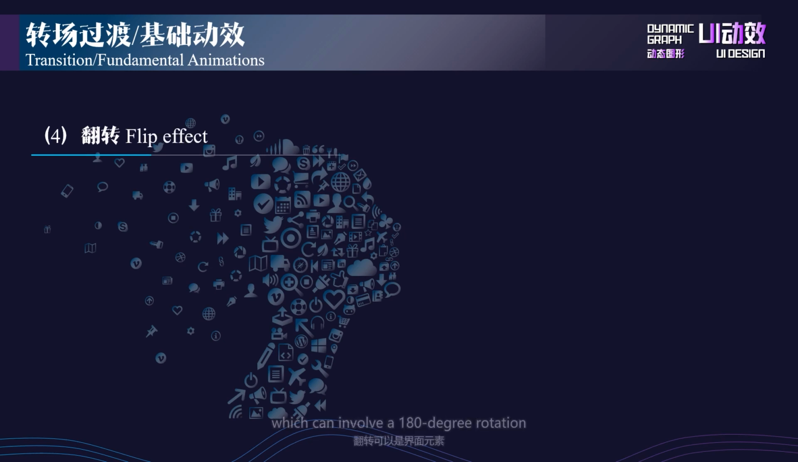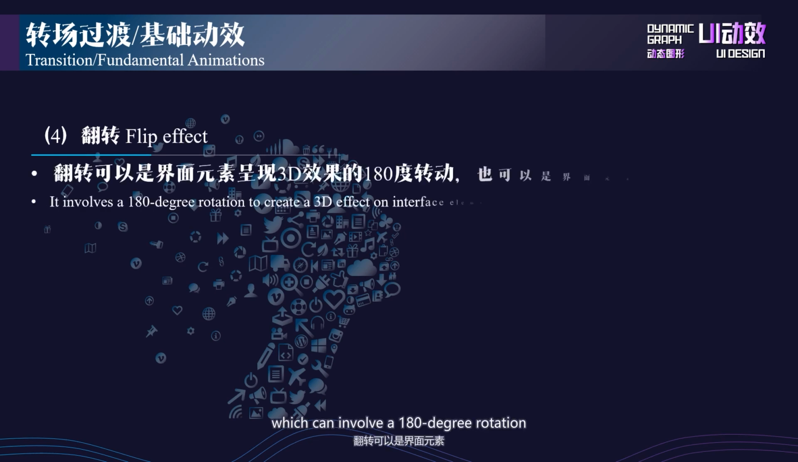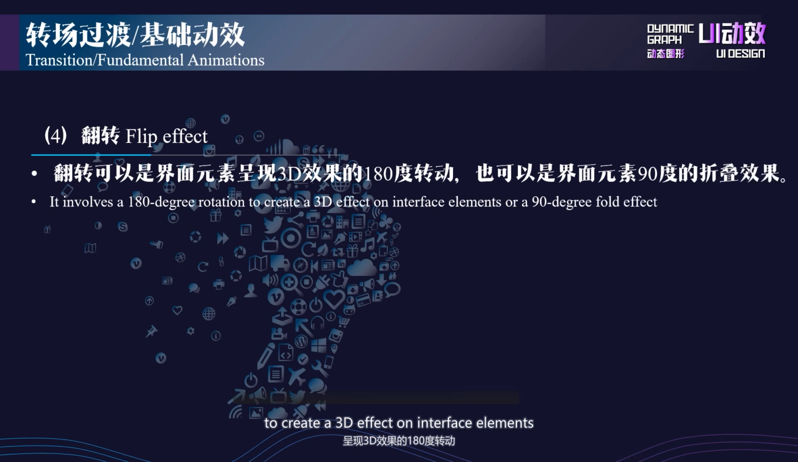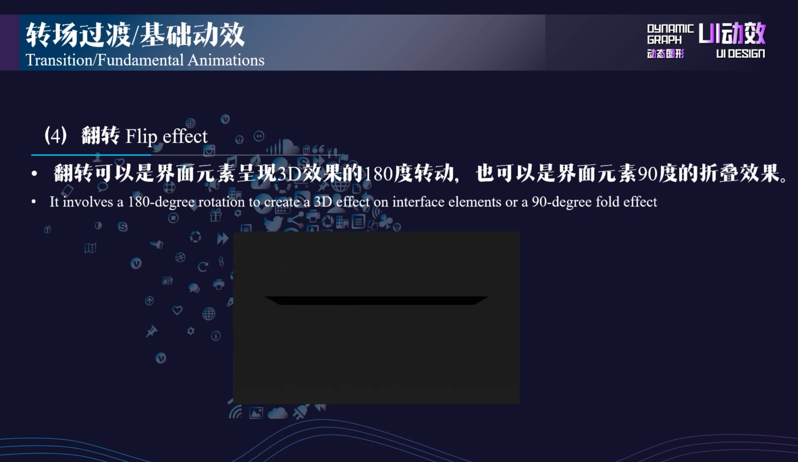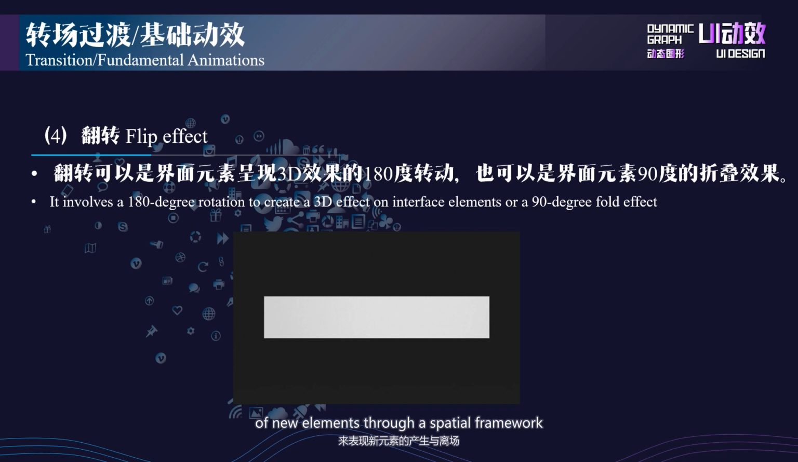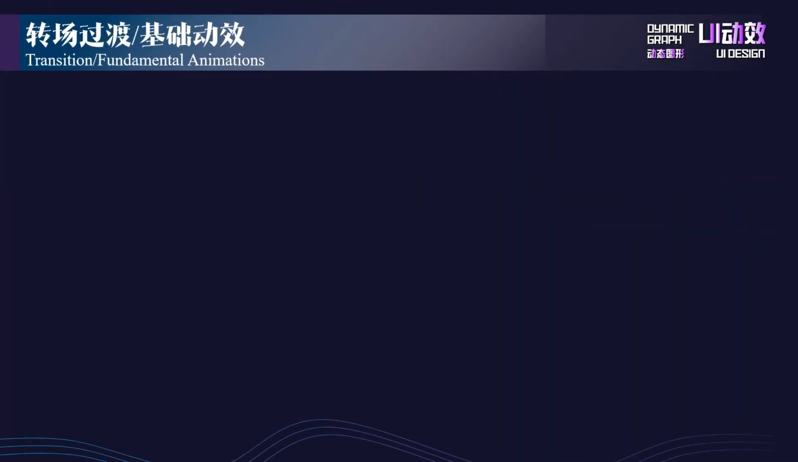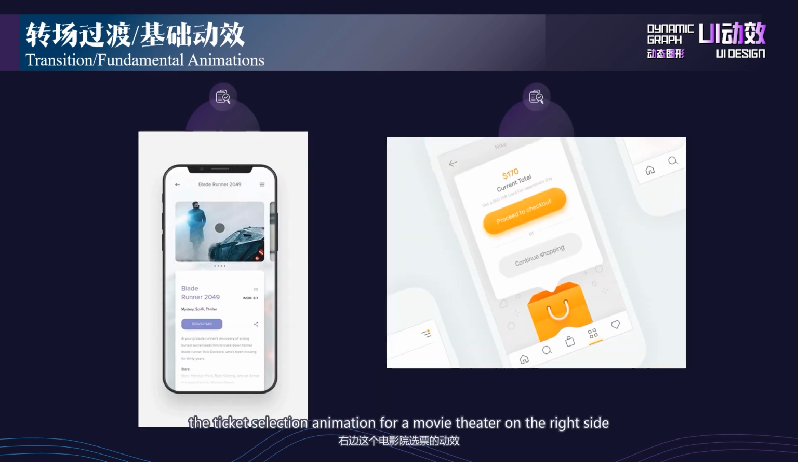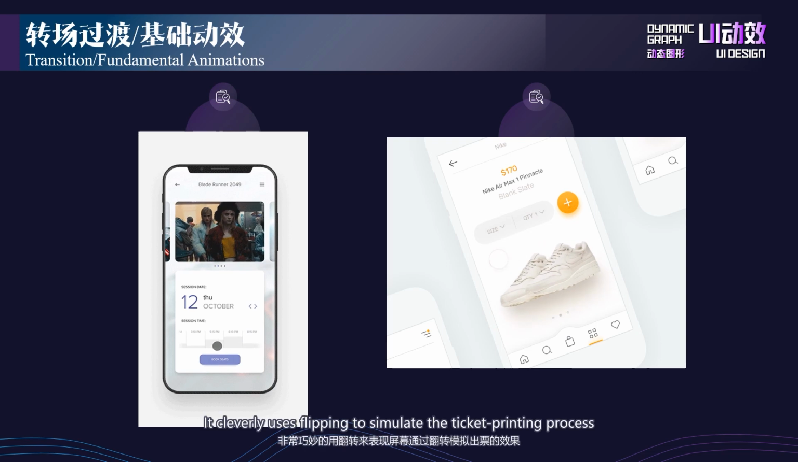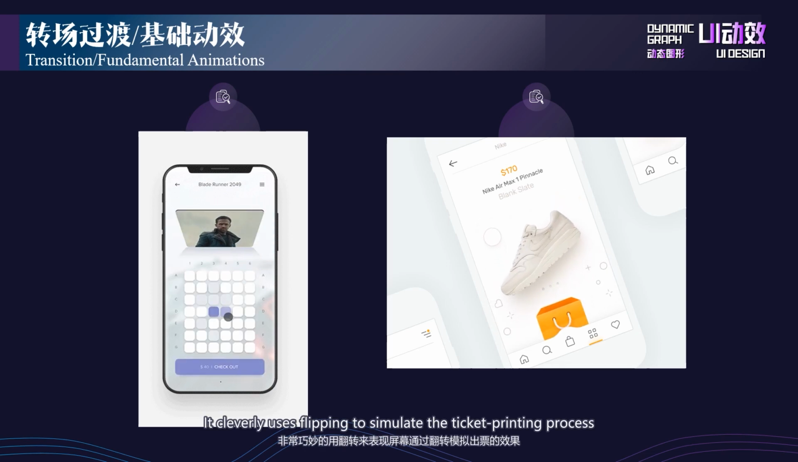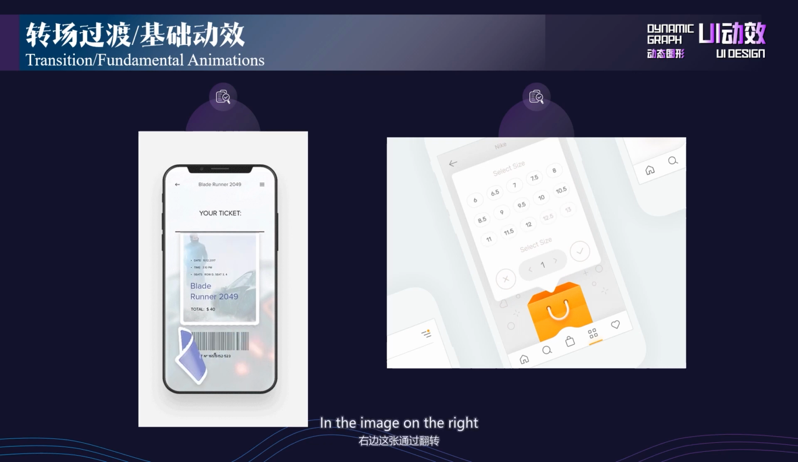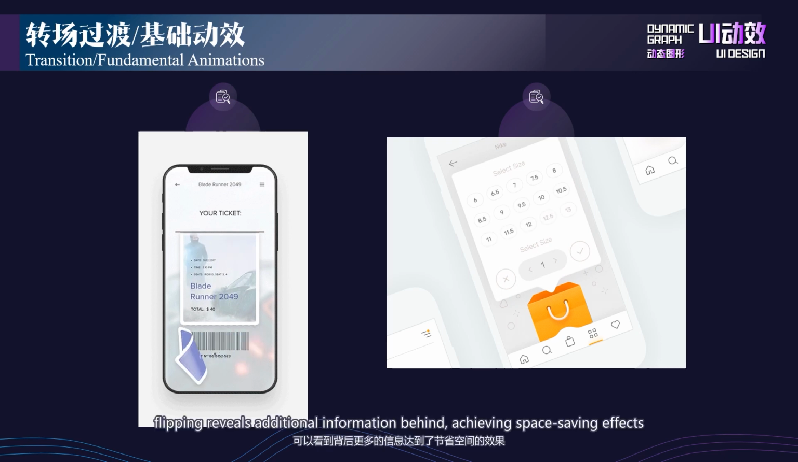First is the flip effect, which can involve a 180-degree rotation to create a 3D effect on interface elements, or a 90-degree fold effect. It can be used to depict the generation and departure of new elements through a spatial framework. This animation effect works best when complemented by page content. For example, take a look at the ticket selection animation for a movie theater on the right side. It cleverly uses flipping to simulate the ticket printing process. In the mid-image on the right, flipping reveals additional information behind, achieving space-saving effects.